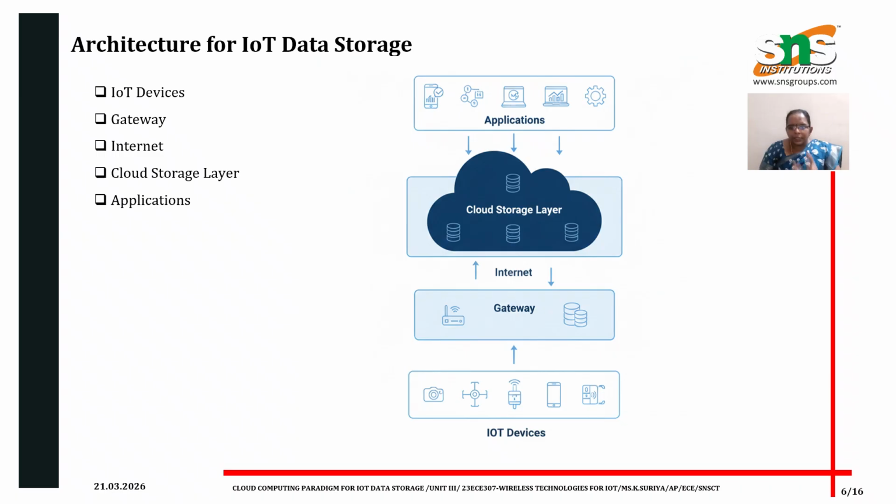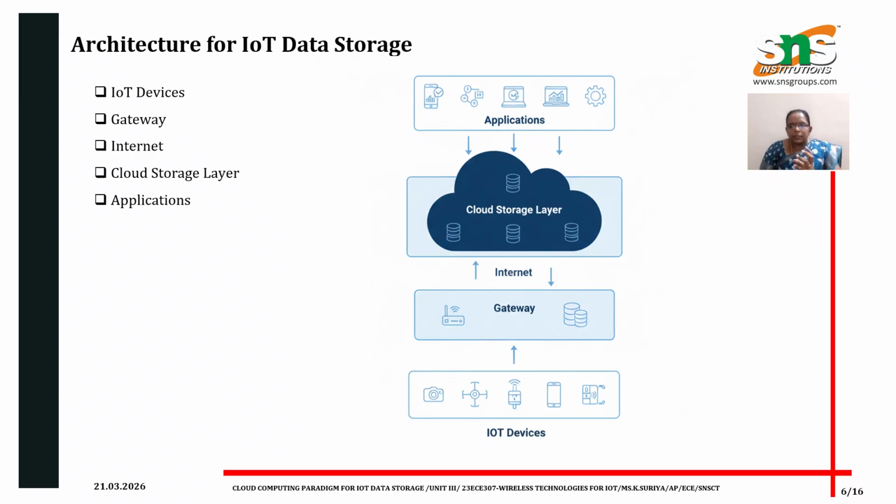So next is the architecture of IoT data storage. So it consists of multiple layers. So at the first layer, we have IoT devices such as sensors and actuators that collect the data from the environment. The second layer is the gateways, which acts as an interface between the devices and the internet. So it performs tasks like say data filtering and protocol conversion.